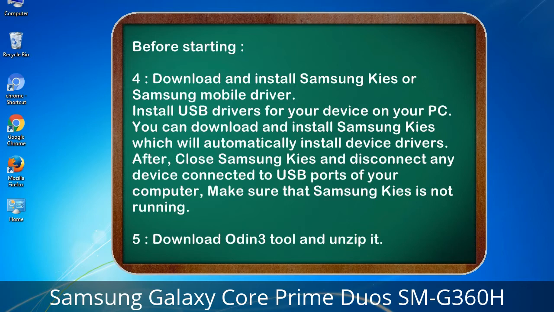4. Download and install Samsung Kies or Samsung mobile driver. Install USB drivers for your device on your PC. You can download and install Samsung Kies, which will automatically install device drivers. After that, close Samsung Kies and disconnect any device connected to the USB ports of your computer. Make sure that Samsung Kies is not running. 5. Download the Odin 3 tool and unzip it.